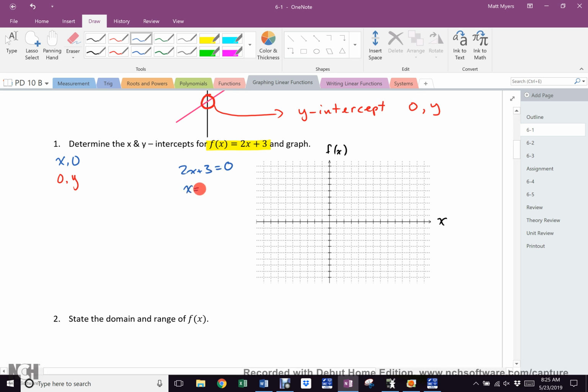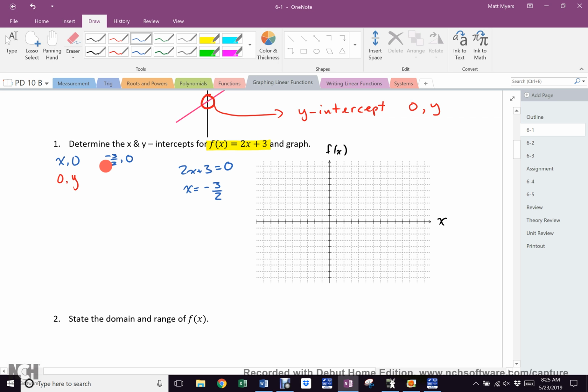What does x equal? Negative 3 halves, yes? X equals negative 3 halves. What letter is that? What does x equal? Negative 3 halves. So what then is the x-intercept? Negative 3 halves, comma, 0. I do not want to put that on the graph right now.